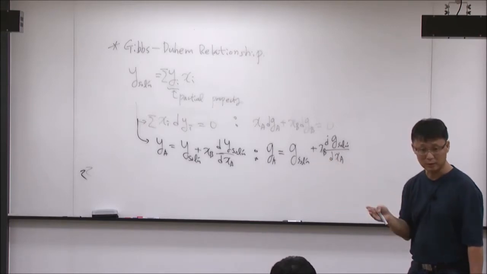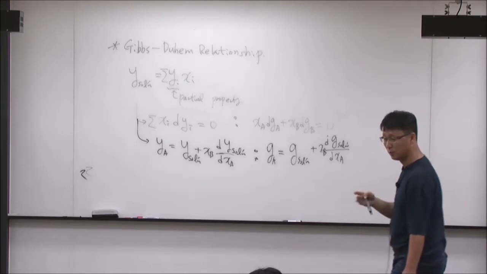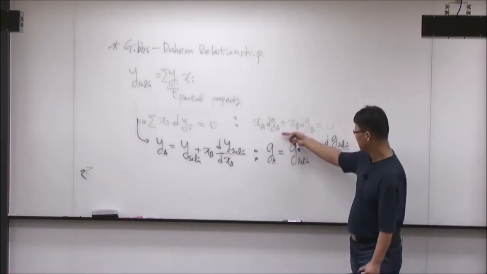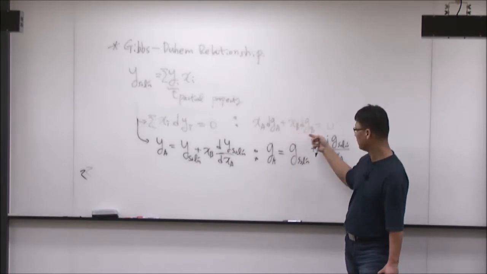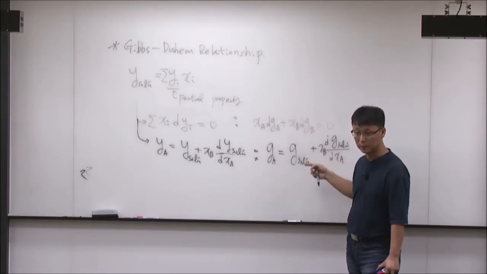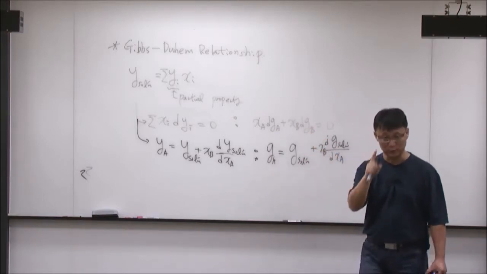Then you can measure the partial enthalpy of mixing of the A component in the solution, and then using this equation, you derive the partial enthalpy of the B in the solution. Both of them are possible. So enthalpy of mixing is one of the good examples.